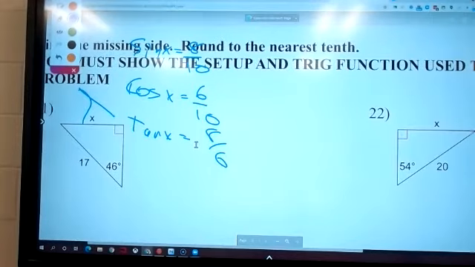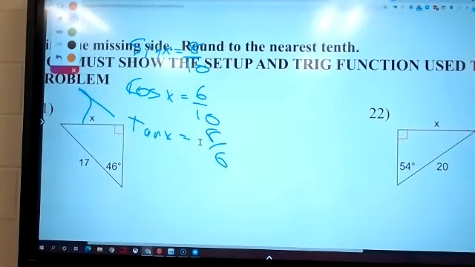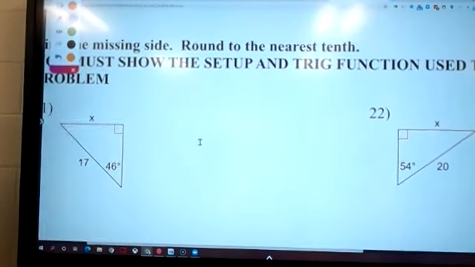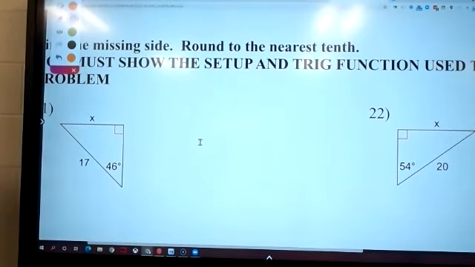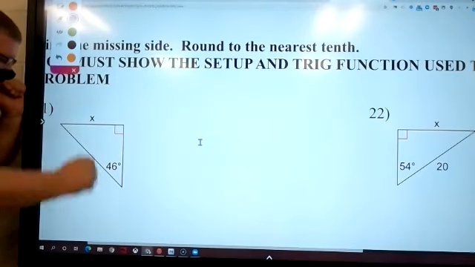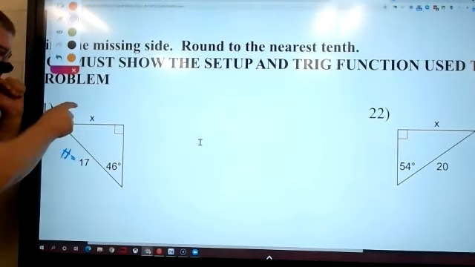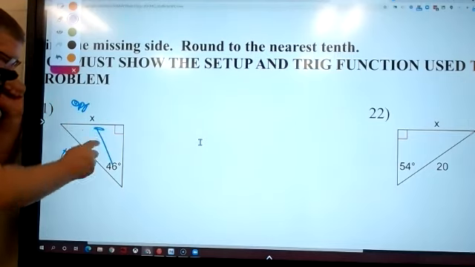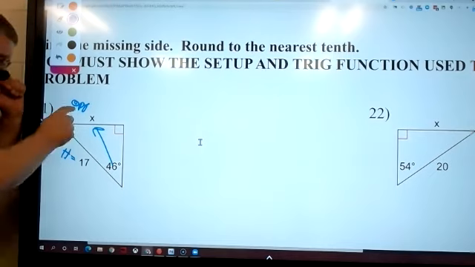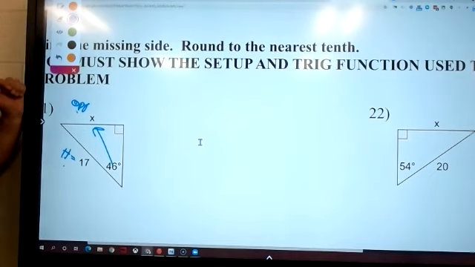So, all right. Find the missing side. How do I find the missing side? What do I know here? That the hypotenuse is 17, and I'm looking for the opposite, because it's opposite the angle that I have, right? Opposite, hypotenuse. What am I going to use, guys?